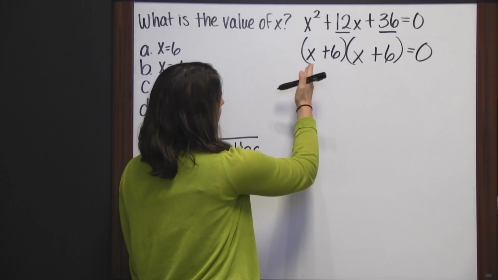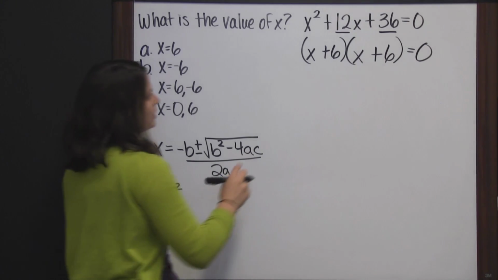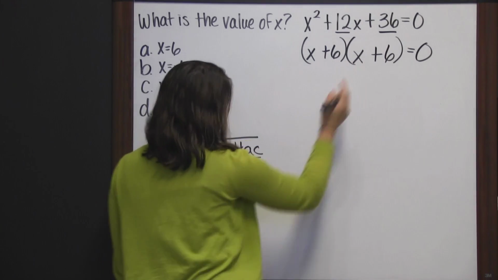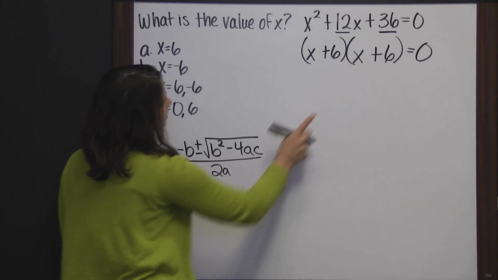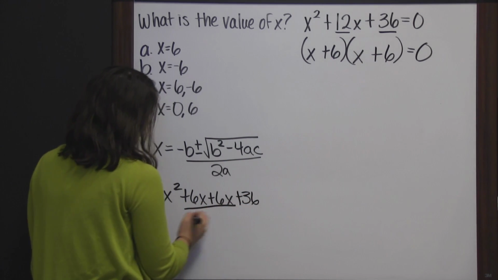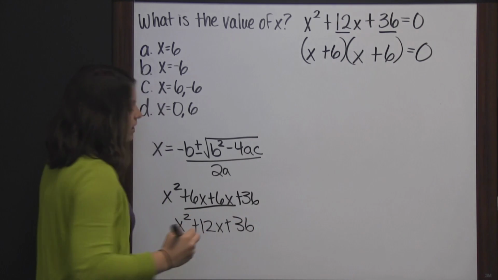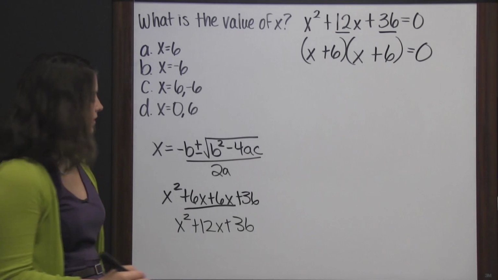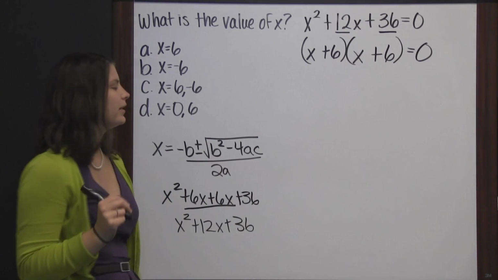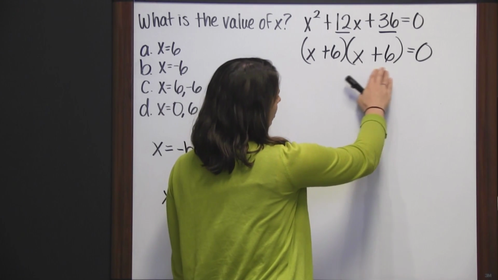So you could multiply x times x, and that's x squared. That's your first terms. Outer, x times 6, 6x. Inner, 6 times x, 6x. And last, 6 times 6, 36. Then you combine like terms: x squared plus 12x plus 36. And we can see that we did factor correctly, because whenever I FOILed my binomials back out, I got what I started with.